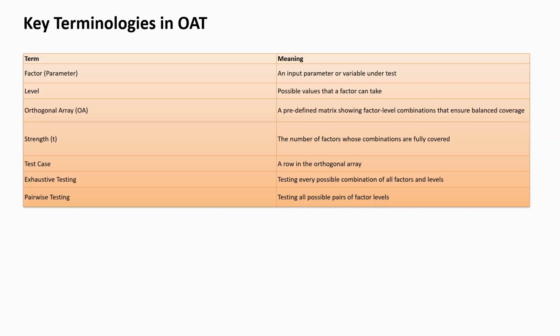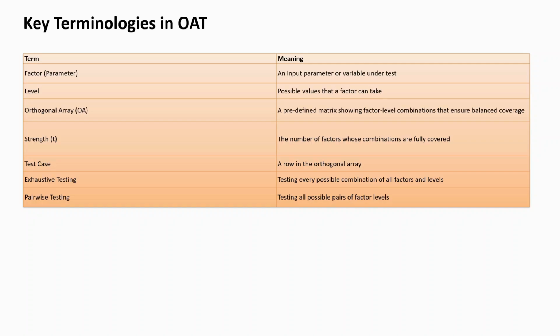Second one is a level: the possible values that a factor can have. For example, in case of an operating system, which is a parameter, we have values like Windows, Mac OS or the Linux OS, right? So each factor can have multiple values. As I gave an example of operating system, we can also take an example of a browser. Browser can have a value like Chrome, Firefox, Edge or Safari.